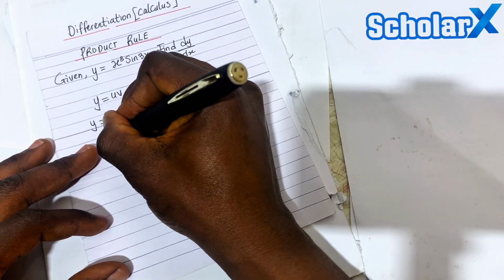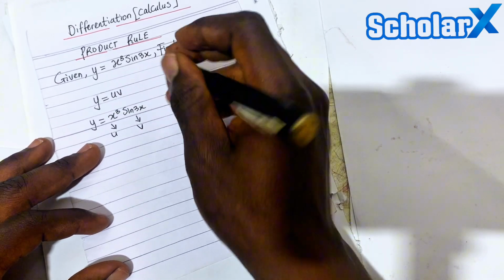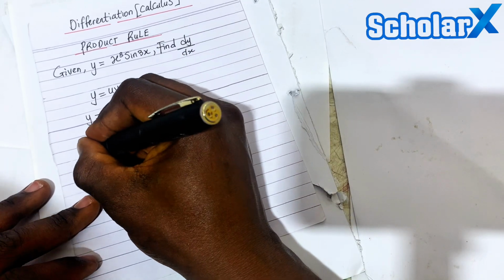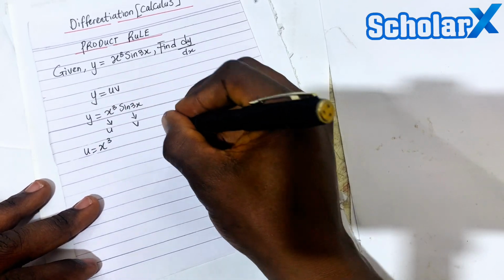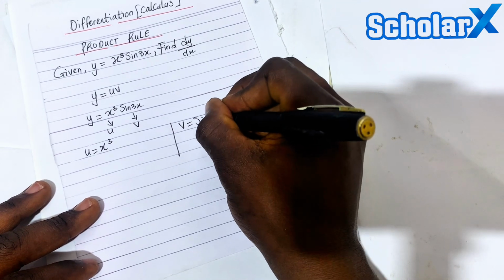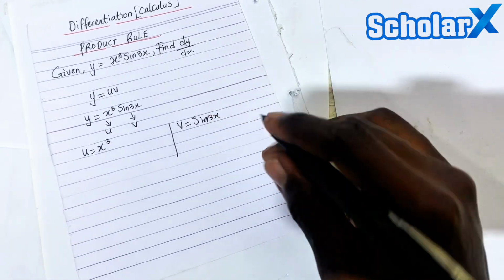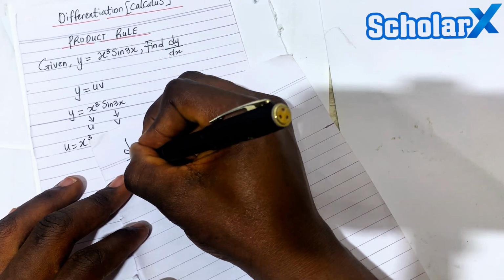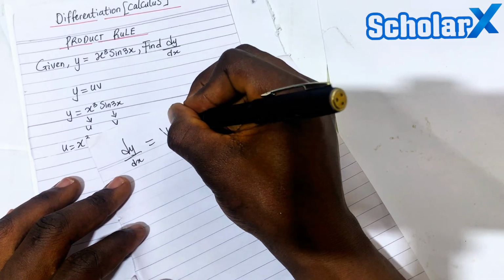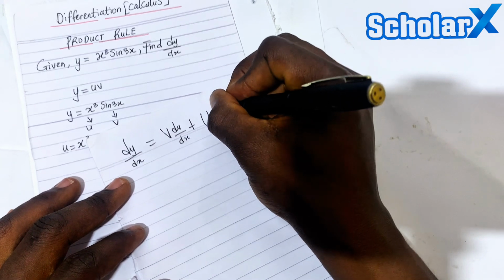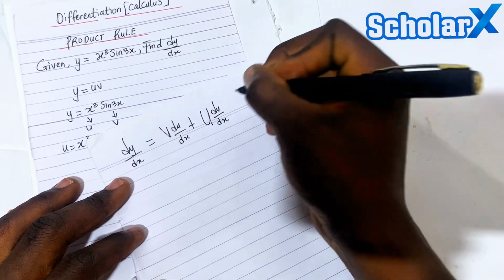Of course, this is our u, and this is our v. So u is equal to x to the power of 3, and v is equal to sine 3x. Now don't forget that dy/dx, the formula for the product rule, is v du/dx plus u dv/dx.